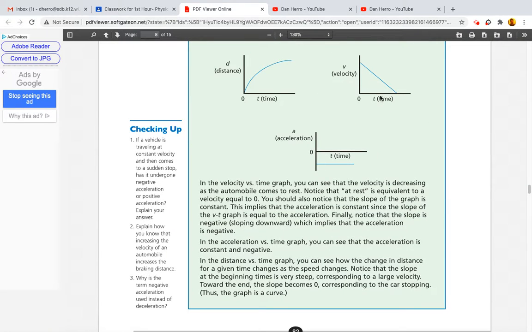In the velocity versus time graph, you can see that the velocity is decreasing as the automobile comes to rest. Notice that at rest is equivalent to a velocity equal to 0. You should also notice that the slope of the graph is constant. This implies that the acceleration is constant since the slope of the velocity time graph is equal to the acceleration. Finally, notice that the slope is negative, sloping downward, which implies that the acceleration is negative.